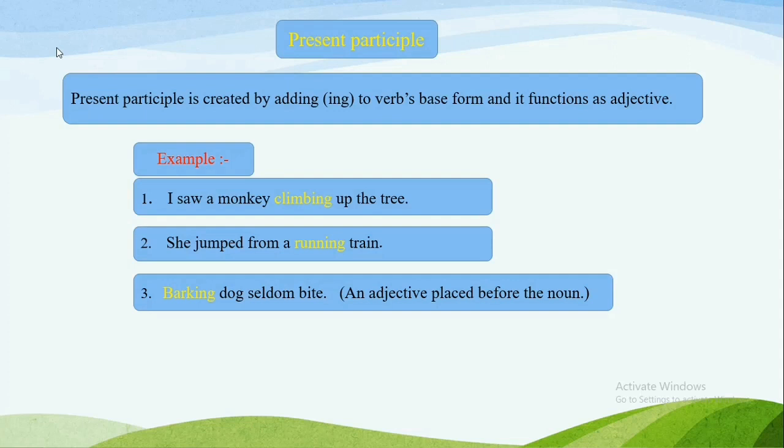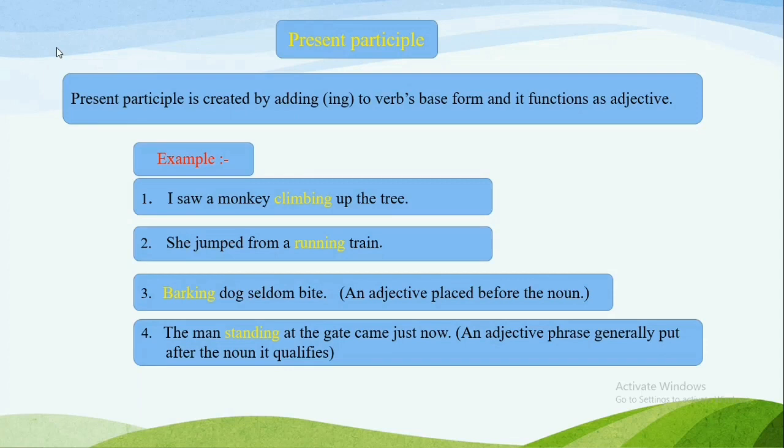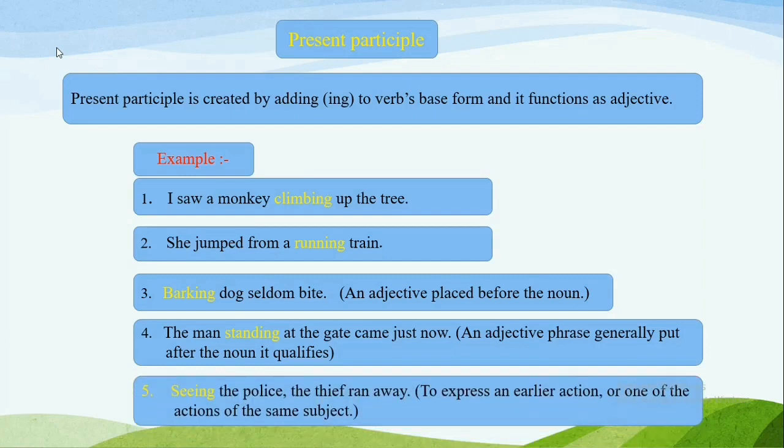Barking dogs seldom bite. Here, an adjective is placed before the noun. The man standing at the gate came just now. An adjective phrase is generally put after the noun it qualifies. Seeing the police, the thief ran away. To express an earlier action or one of the actions of the same subject.